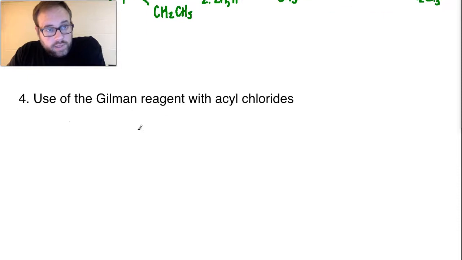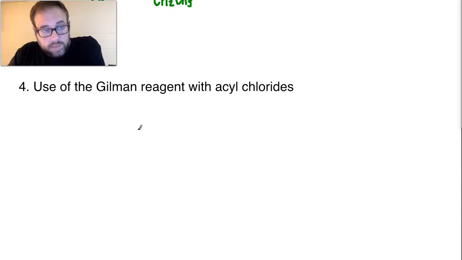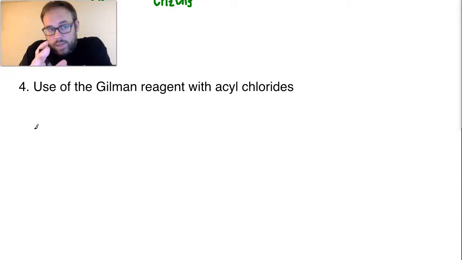Now this one's relatively new to most students by the time they get here, depending on their studies. So the Gilman reagent is kind of similar to the Grignard reagent, but there are some big differences. Okay? The biggest difference is that the Gilman reagent, generally speaking, is a weaker reagent than the Grignard reagent is. And that is important because we're going to use the Gilman reagent to create a ketone. But if you remember, Grignard reagents react with ketones.